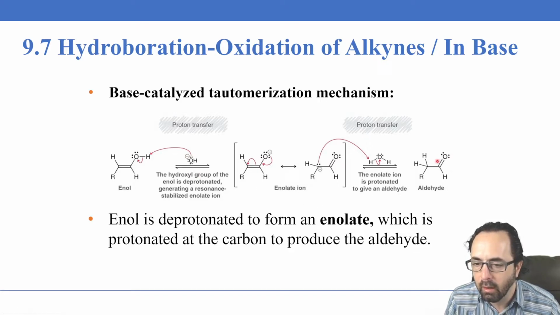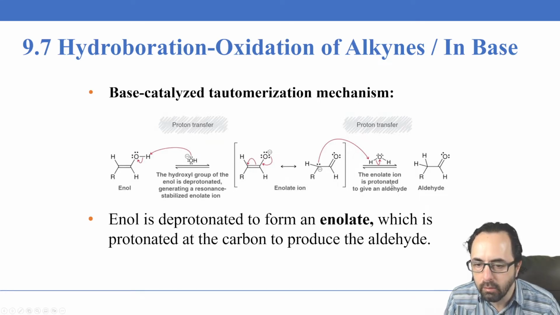And finally, we have the final aldehyde that's produced. This ion right here, when we have the carbanion right next to the carbonyl, the carbon double bond oxygen, we call that an enolate ion.